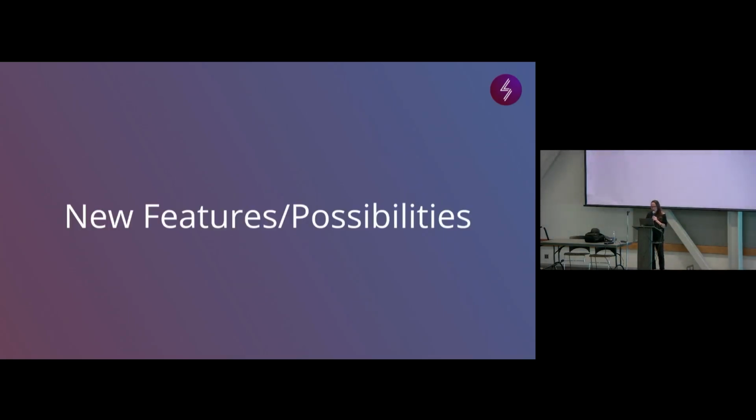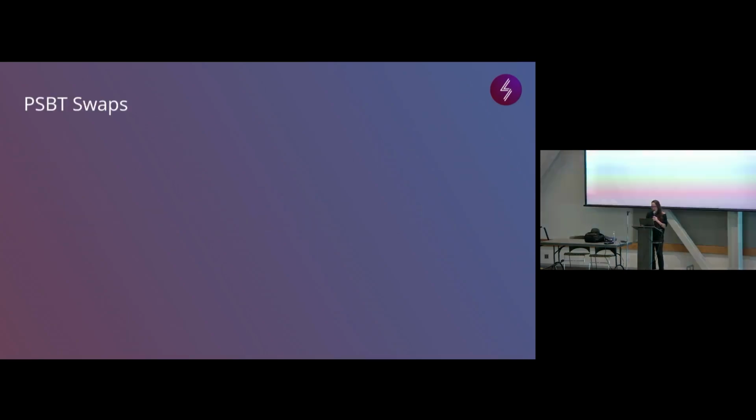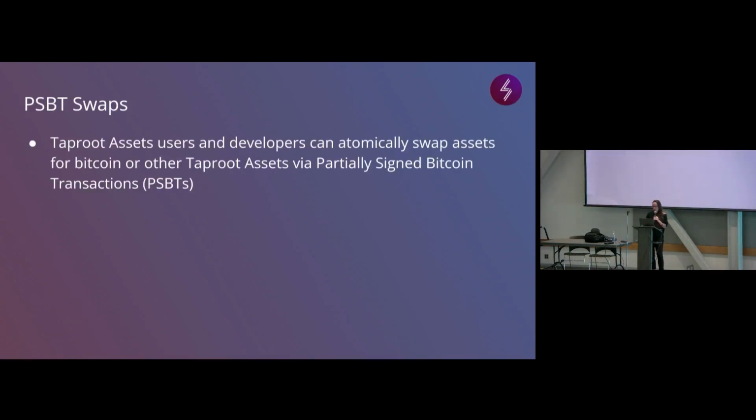So now we're going to talk about a couple of new things that I just want to mention about the latest version of Taproot Assets, some really cool stuff before we spend all our time fixating on Lightning stuff. So PSBT swaps. Is anyone familiar? Everyone knows what PSBT is, right? Partially signed Bitcoin transactions. We're all fairly familiar with that.